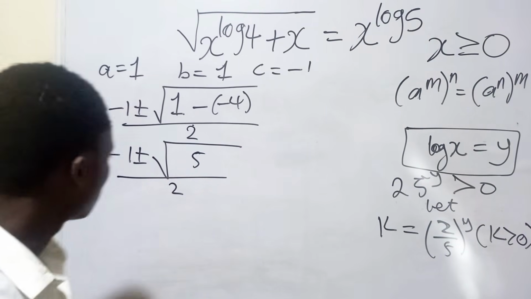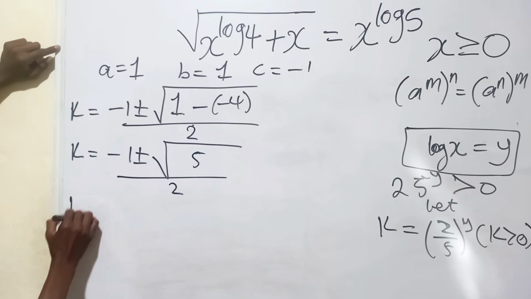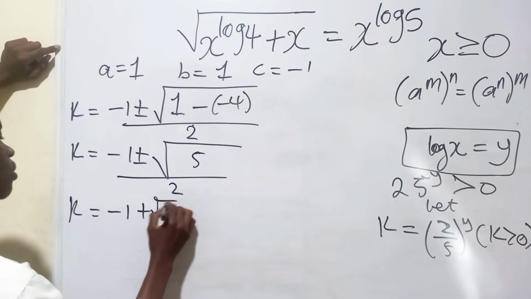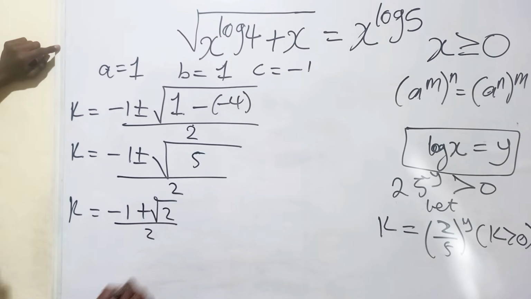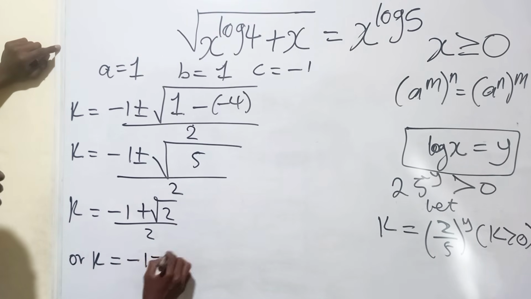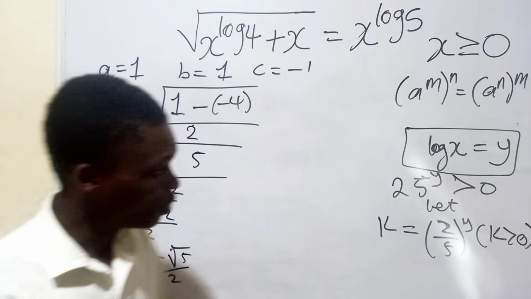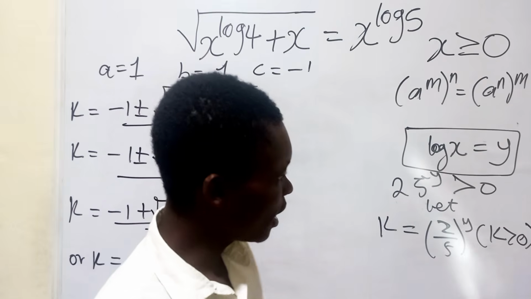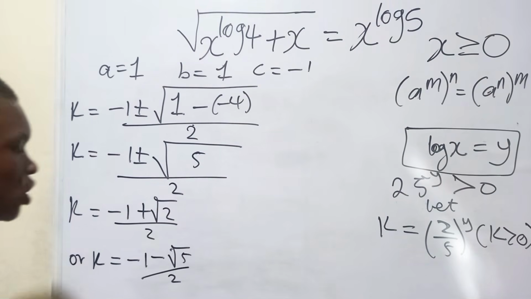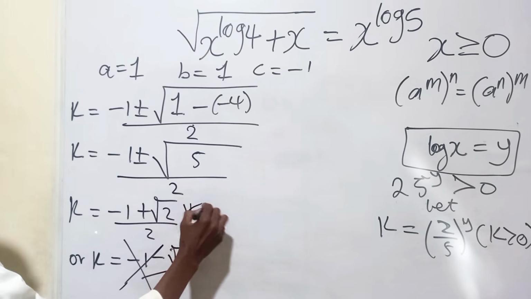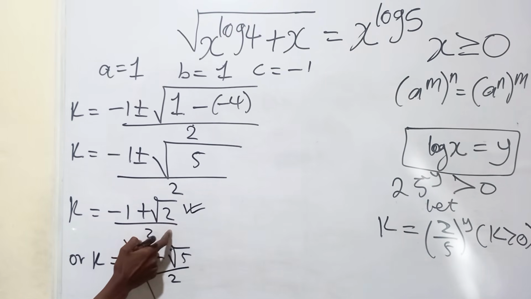Alright, so we have two values from here. The two values are k equals negative 1 plus the square root of 5 all divided by 2, or k equals negative 1 minus the square root of 5 all divided by 2. We see that k must be positive. So we are going to reject this one and we go with this.